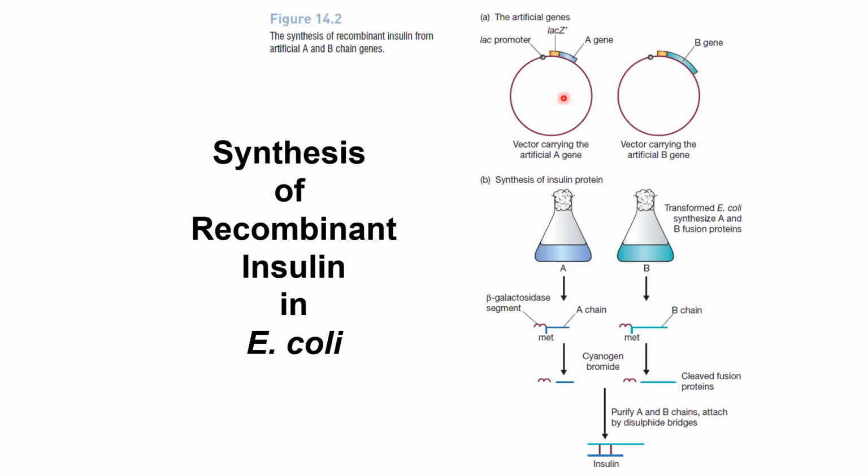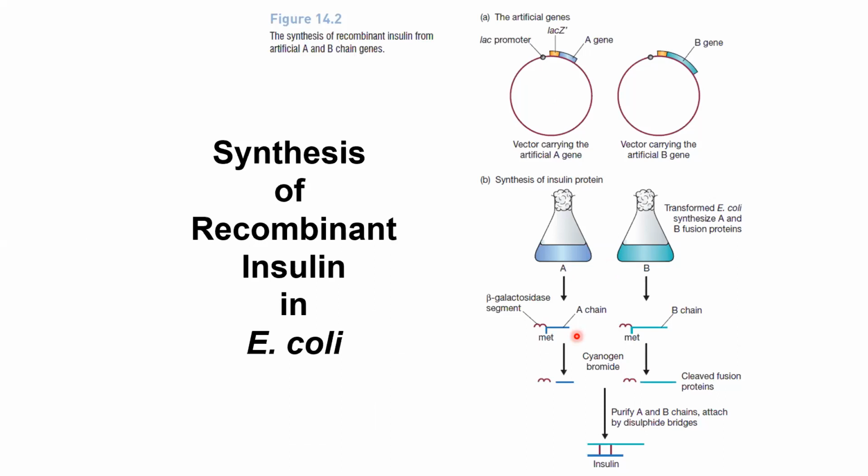You transfect or transform E. coli with it, and you culture them, and after culturing them, you just retrieve the protein through this MET. This is a signal peptide. This is how you can harvest and clean or purify the protein.